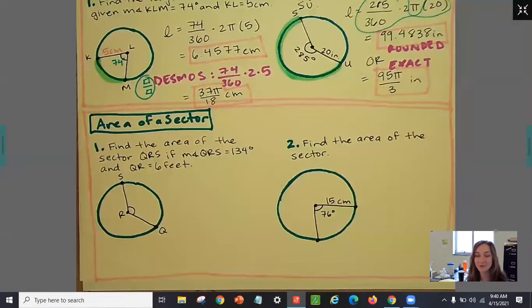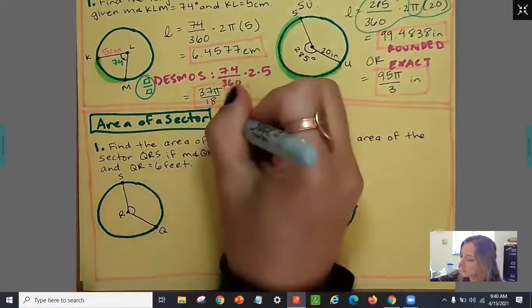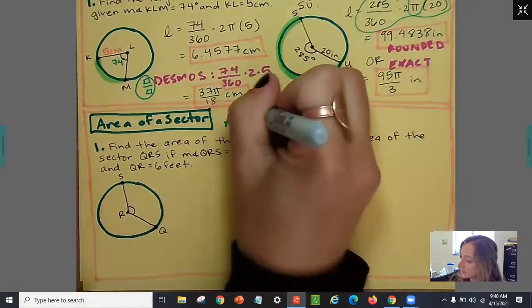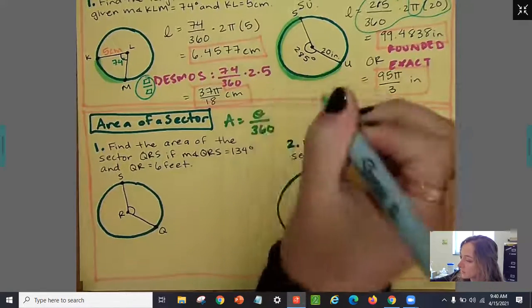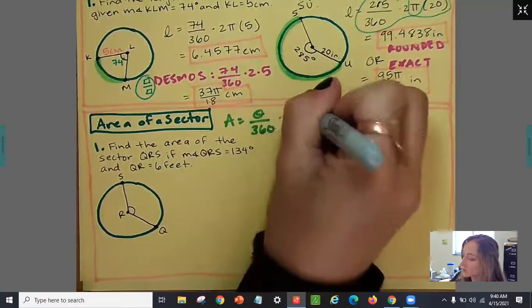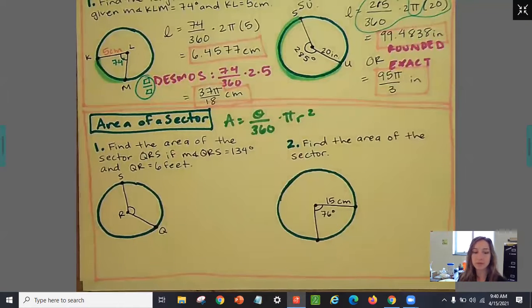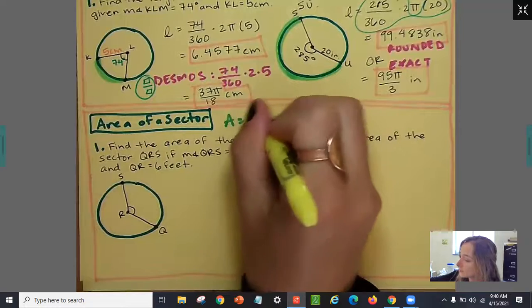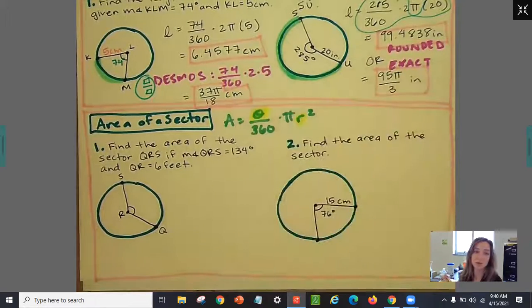Hello everyone, in this video we're going to be talking about the area of the sector, and I'm just going to write the area of the sector formula at the top. So it's theta divided by 360 times pi r squared. The only thing that we're going to be plugging in here is theta, which is our degrees, and then we're also going to be plugging in our r, which is our radius.